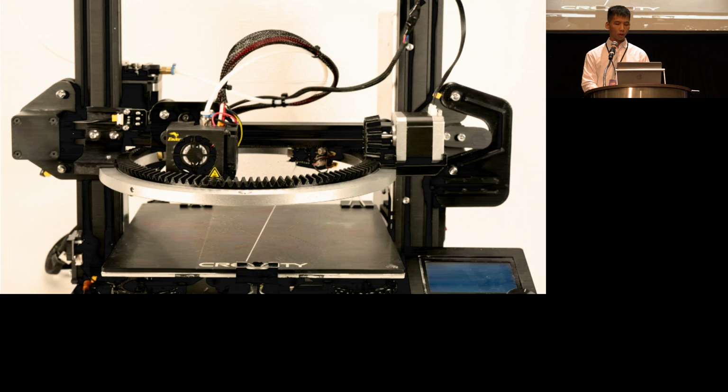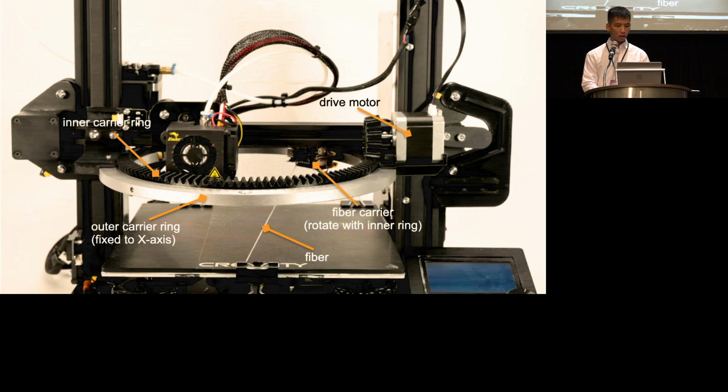Here's the hardware system. We attached a turntable with its outer ring on the x-axis of the printer. And the inner ring is a 3D printing ring, a ring gear that is driven by a motor to rotate. The fiber on one end is anchored on the edge of the printing bed, and the other end is fed from the fiber carrier mounted on the inner ring. And let's use a video to show how the hardware works for a basic operation.